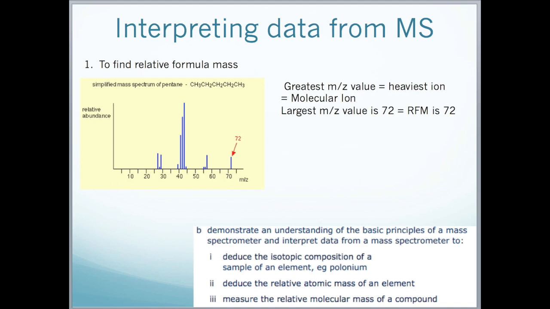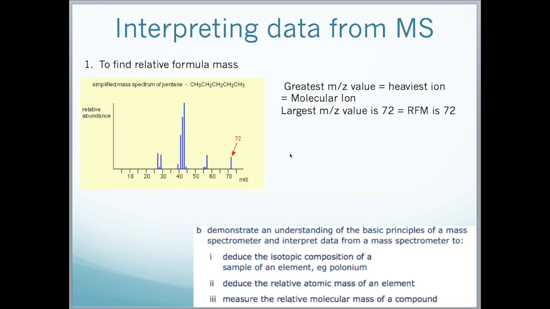Okay, so let's look at interpreting the data from the mass spectrometer. We can use the information that the computer calculates to find the relative formula mass. The easiest way is to look at the heaviest ion, the one with the greatest mass to charge value, which is shown here as 72, and is likely to be the molecular ion. Very few compounds have a mass spectrum which does not contain a molecular ion peak, though all the molecular ions break into fragments.